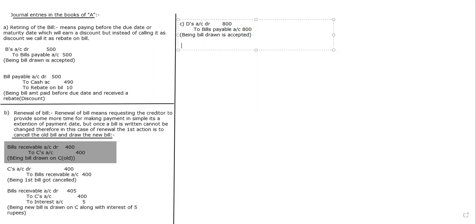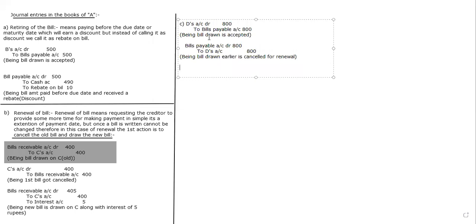Now I have to cancel it. Cancellation means we simply go for reverse. That is, bills payable account debit 800 to D's account 800. Being bill drawn earlier is cancelled for renewal. Like this, I'm going to write. Now I have cancelled the earlier one. Now I should go for writing a new bill. But for the new bill, he has not given one simply. He said something.